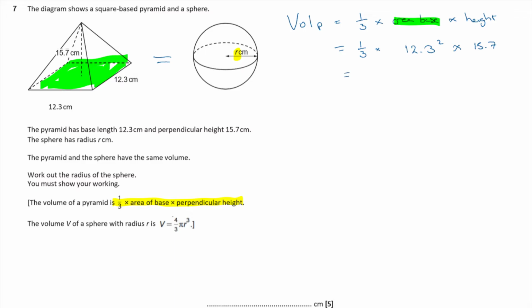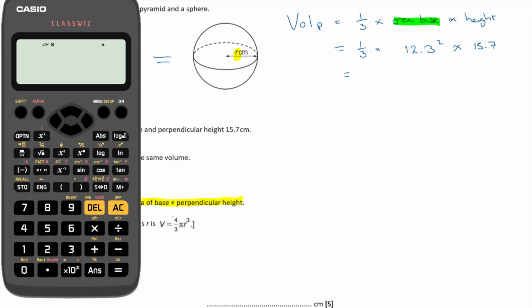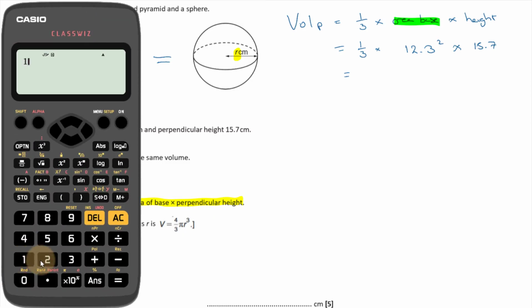Okay, so throwing that into the calculator, we should be able to find out the volume fairly easily. So 1/3, I'm just going to divide everything by 3 at the end, I think. So 12.3 squared times 15.7 divided by 3, and that comes out to be 791.751.